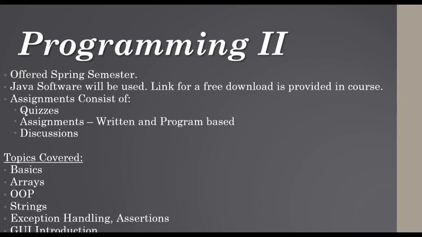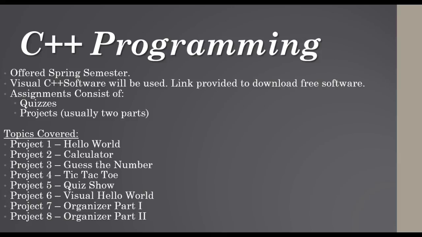And then we also have programming 2. We're using the Java program for this one. It's offered in the spring. Same thing. The link has a free download in the course itself. And the format's pretty much the same, but we're just using a different program. And we're talking a little bit more of things like arrays, OOP, strings, exception handling, and the GUI introduction. So again, same type of thing as programming 1, a little more advanced, and we're using the Java program.